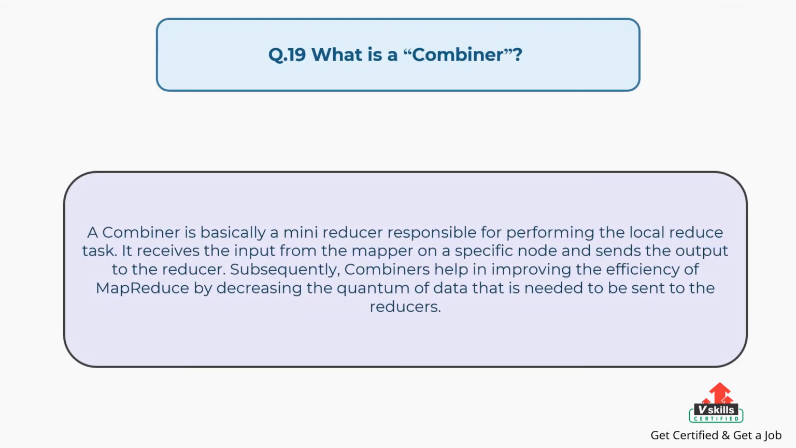Question number 19. What is a combiner? The answer is, a combiner is basically a mini reducer responsible for performing the local reduce task. It receives the input from the mapper on a specific node and sends the output to the reducer. Subsequently, combiners help in improving the efficiency of MapReduce by decreasing the quantum of data that needs to be sent to the reducers.